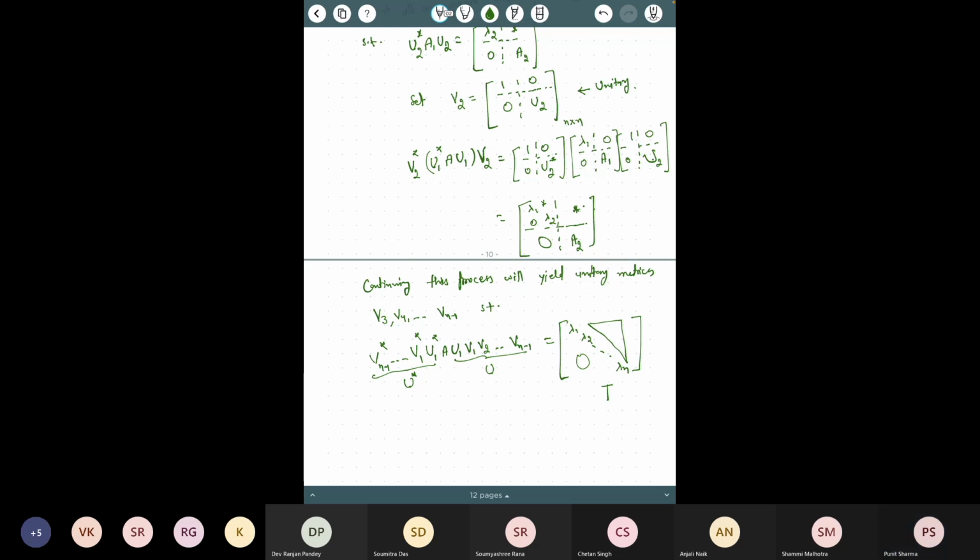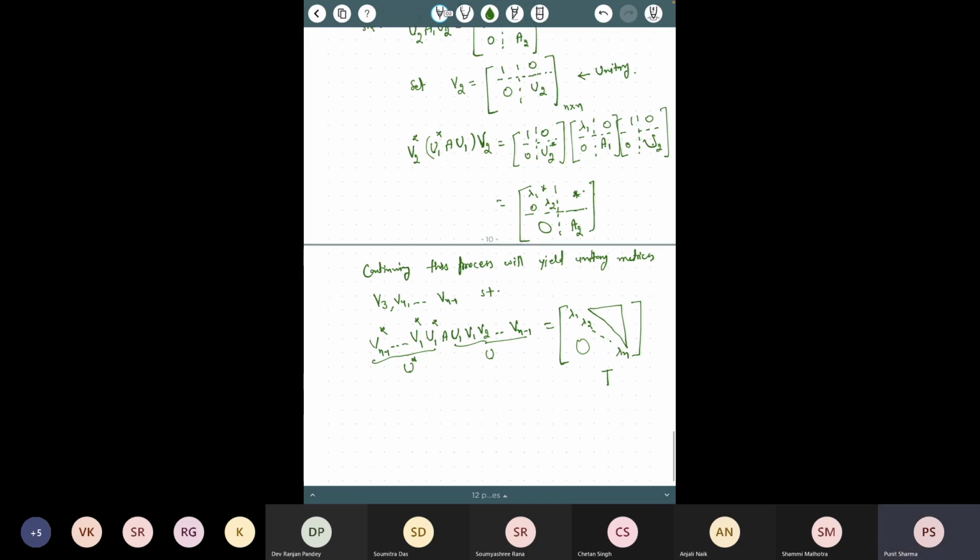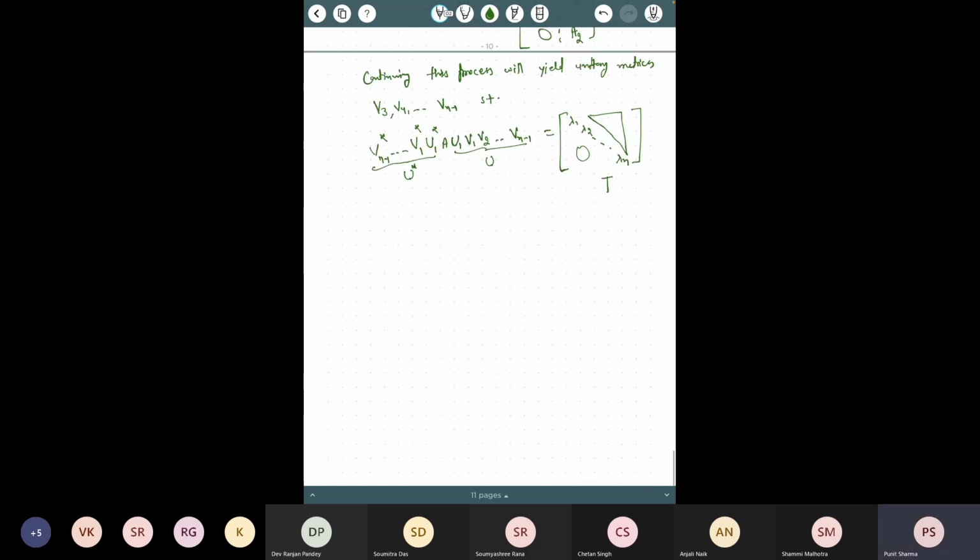Okay. So now this result is nice because this is achieved by unitary similarity transformation, and this is actually the main idea of eigenvalue computation algorithm. That means if you have a matrix A, then Schur's lemma says that there exists a unitary matrix U such that U star AU is upper triangular. This is the theoretical result.